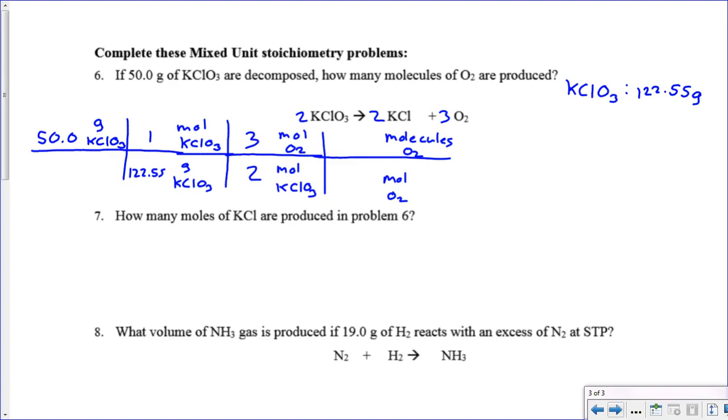Moles to molecules, that's the 6.02 times 10 to the 23rd. So 1 mole has 6.02 times 10 to the 23rd molecules.